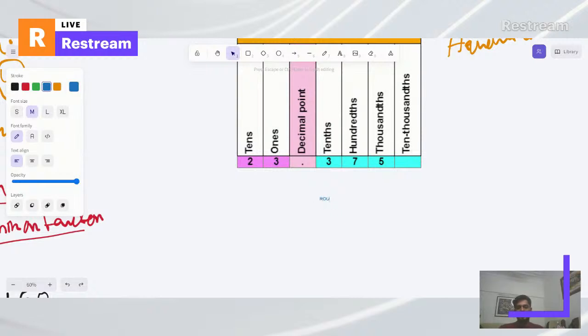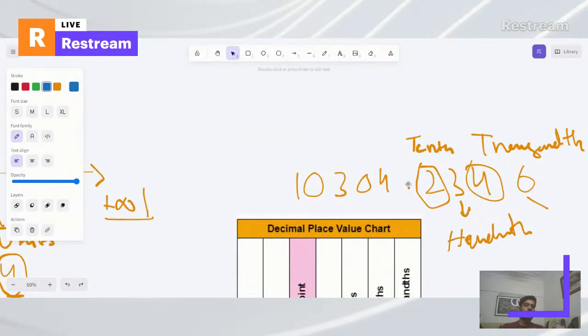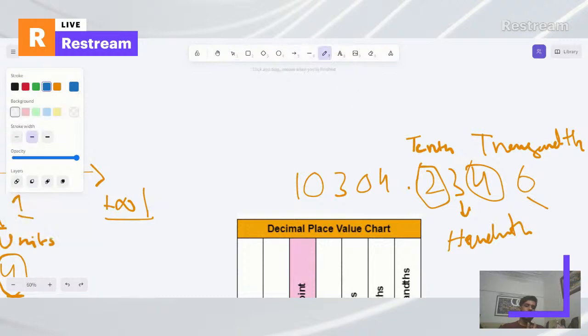So what is it called? It's called rounding off, right? So what do I mean by that? What do I mean by rounding it off? It essentially means that if I'm given a number and I have to round it off to a certain number of decimal places, so these are called decimal places, right? After the decimal point, this is the first decimal place, second decimal place, third decimal place, fourth decimal place, and so on, right?